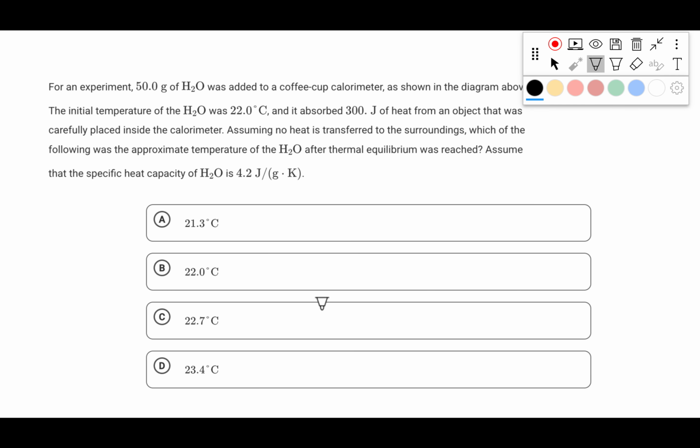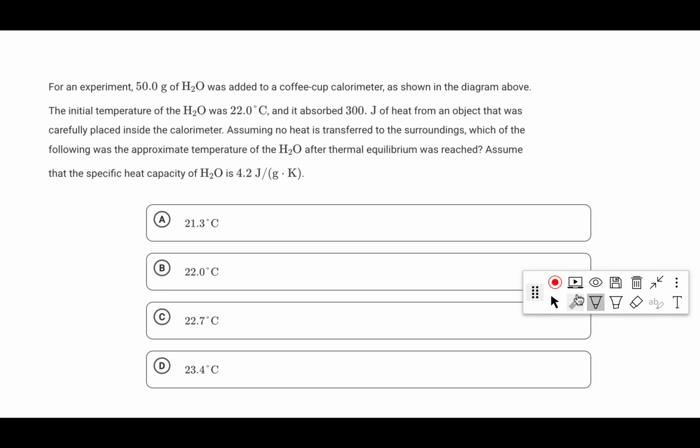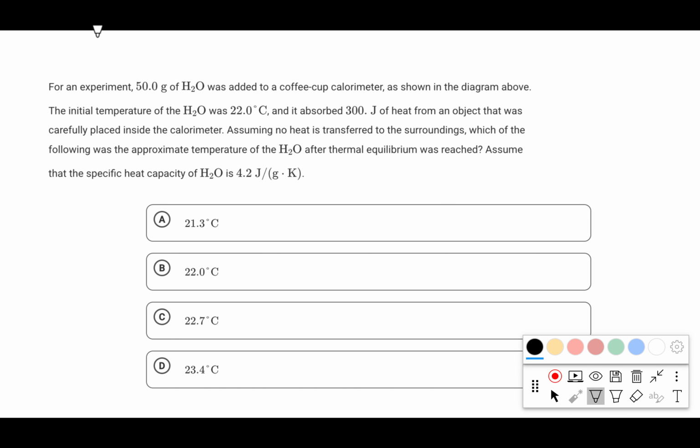So this one's a little bit trickier, and I'm going to show you a way algebraically to solve it that makes it a little bit easier and not quite as intimidating. So it says, for an experiment, 50 grams of H2O has been added to a coffee cup calorimeter. Again, calorimetry is just how much energy did it start with and how much heat transferred, so we can figure out the energy. As shown in the diagram above. I don't have the diagram, it's not necessary. This is the initial temperature of the H2O was 22.0 degrees Celsius, and it absorbed 300 joules of heat from an object that was carefully placed inside the calorimeter.